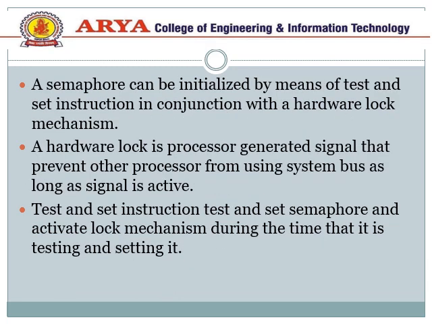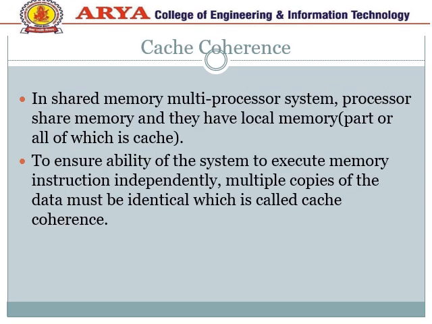A semaphore can be initialized by means of a test and set instruction in conjunction with the hardware lock mechanism. A hardware lock is a processor generated signal that prevents other processors from using the system bus as long as the signal is active. The test and set instruction tests and sets a semaphore and activates the lock mechanism during the time that it is testing and setting it.